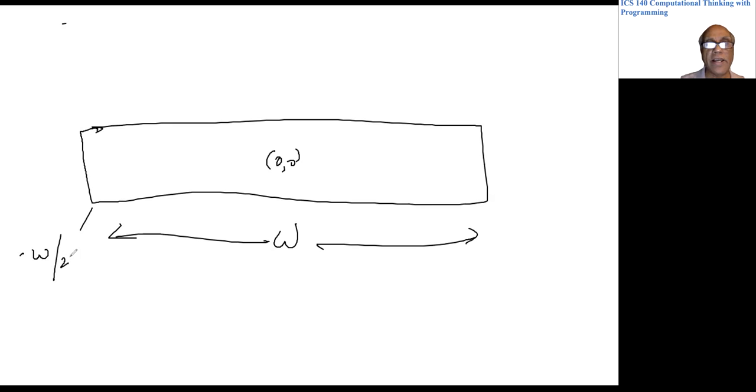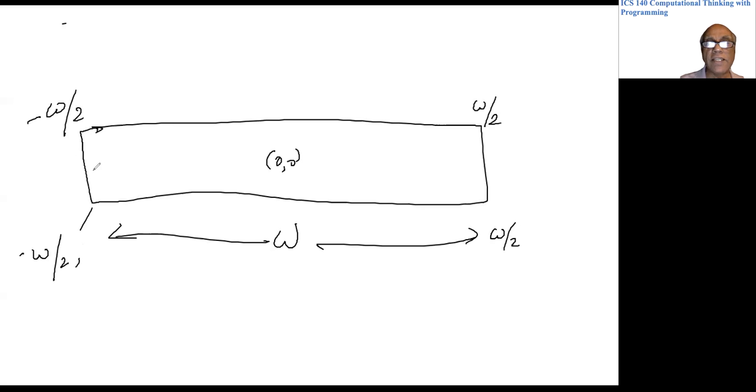Half of the box is on the left, half the box is on the right. So this is at minus W divided by 2 at X. This should be at W divided by 2. That is the X value. Here it should be W divided by 2. Same X values for both. And here the X value would be minus W divided by 2.